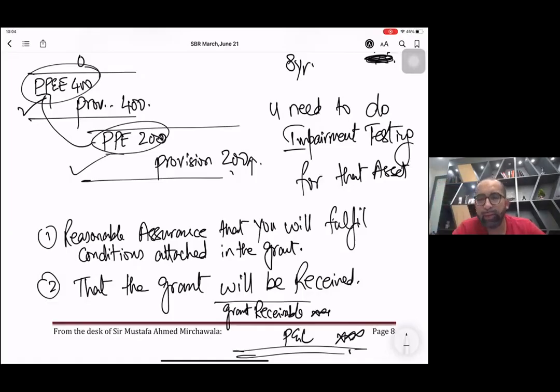One student is asking why credit P&L. Whenever we make the entry in this question, we'll make grant receivable debit and P&L credit on the date of approval. Why P&L credit? Because we are getting this grant for the losses which have already been done, and which have gone in P&L. We are getting this grant for the past act. So now we don't need to do anything to fulfill this grant. That's why P&L.